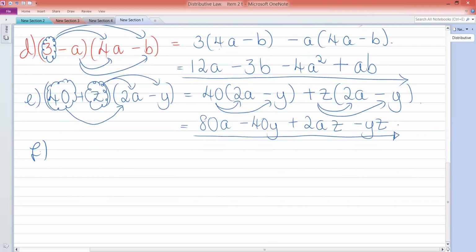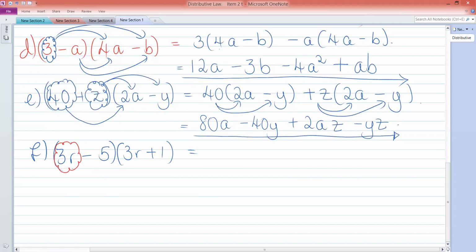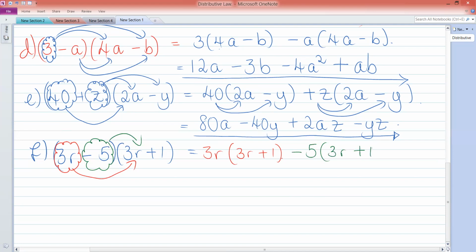Right, let's see here. So we have 3r minus 5 into 3r plus 1. Let's distribute this one again. So we're going to take the first term and multiply it into the second bracket. So this reads as 3r into 3r plus 1. Then you take your second term, which is your negative 5, and multiply it by 3r plus 1.